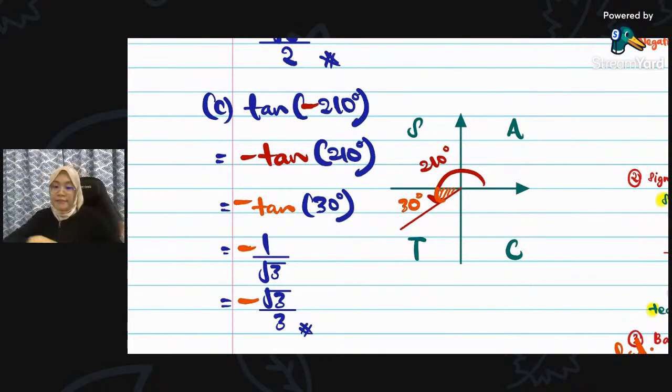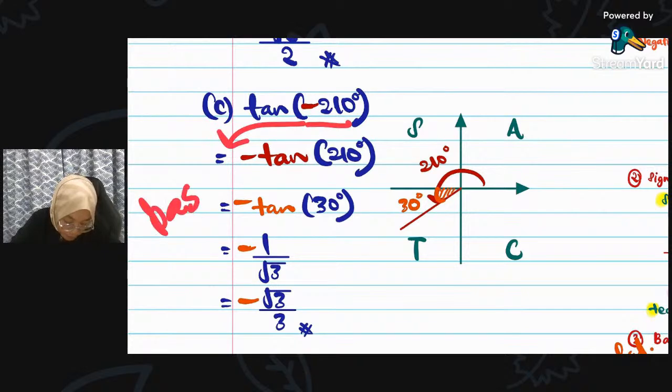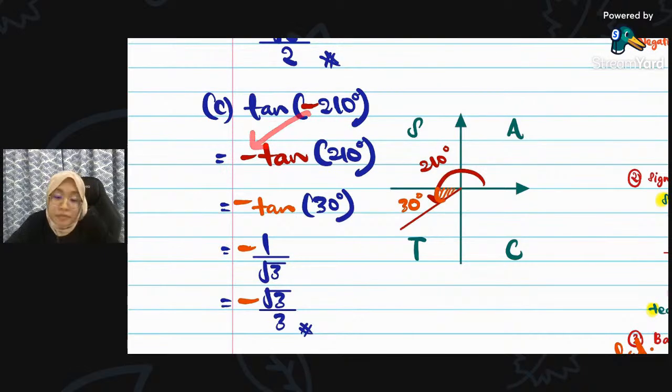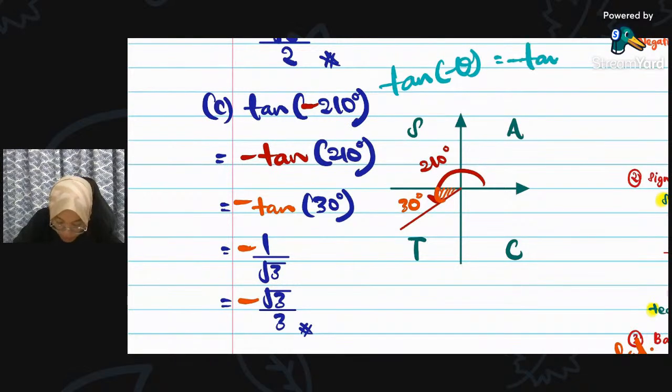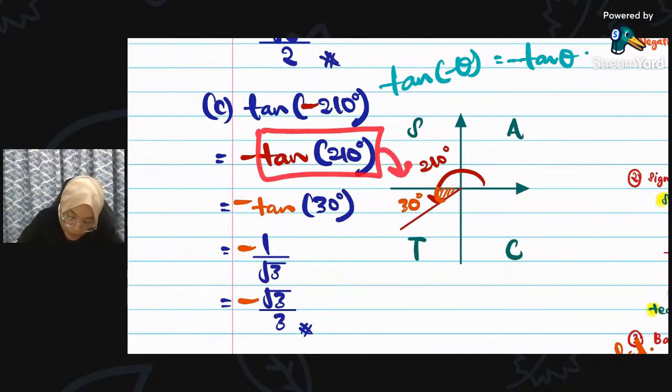So tangent negative 210. If you look here, again, I apply the basic angle formula. So negative theta is equal to negative outside, theta inside. So I bring the negative outside first, and then I get positive 210. Bila dah dapatkan positive angle, senanglah nak buat lukis pada all science teacher crazy ni.